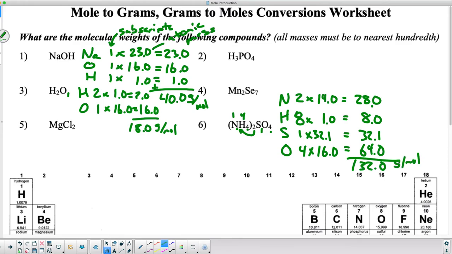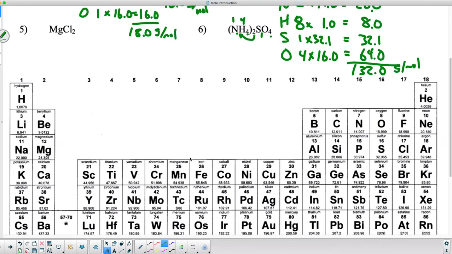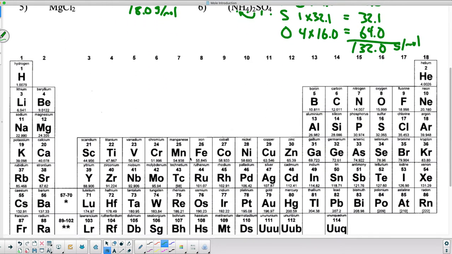If you want to see where I'm getting the atomic masses, this is the periodic table on the bottom. I happen to know the atomic masses because I've done this for so long, but here you can see sodium, atomic mass for that, atomic mass for nitrogen, for hydrogen, for sulfur.